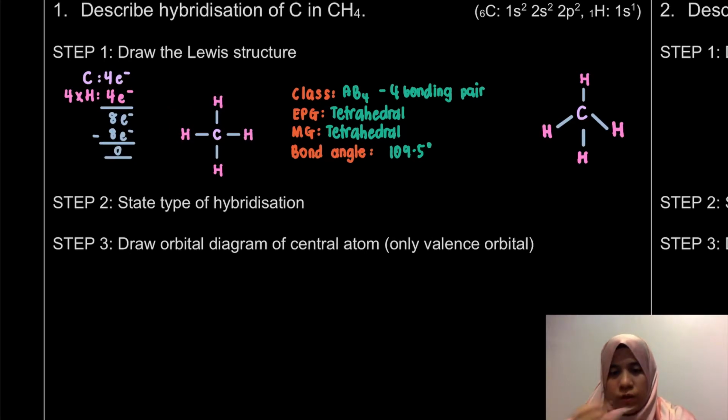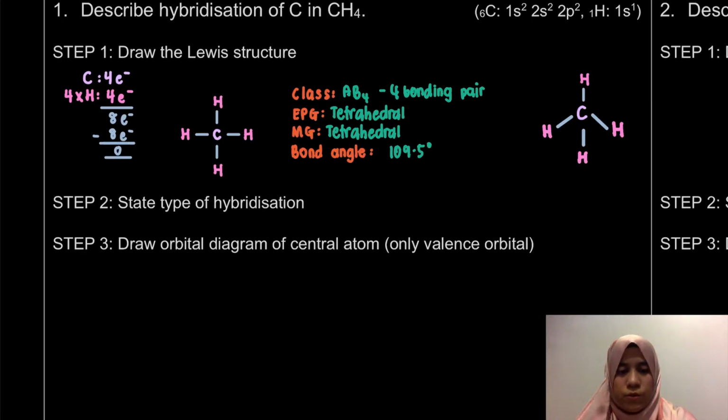Okay, so for the case of AB4, so 4 bonding pair, dia punya shape adalah tetrahedral since it has no lone pair. Bentuk dia pun tetrahedral. Setakat ni kita baru tengok yang tak ada lone pair kan. So, and bond angle there will be 109.5.